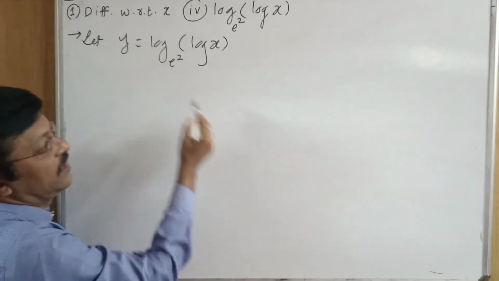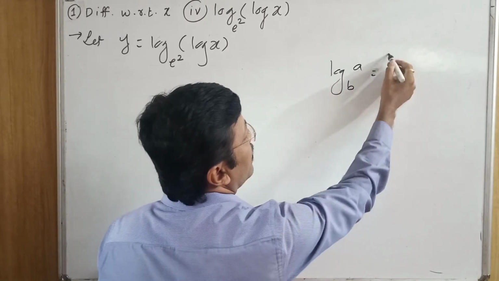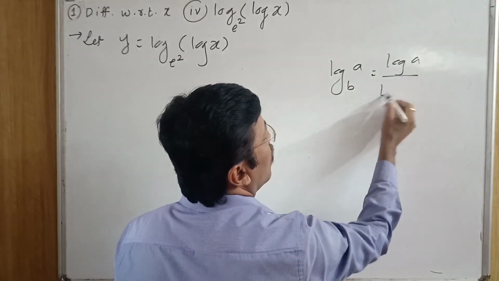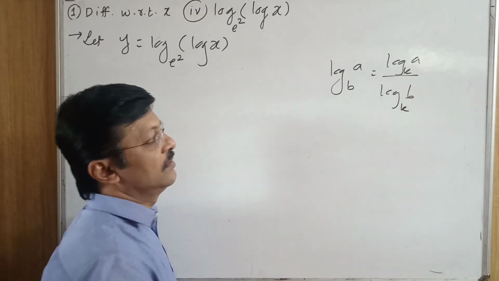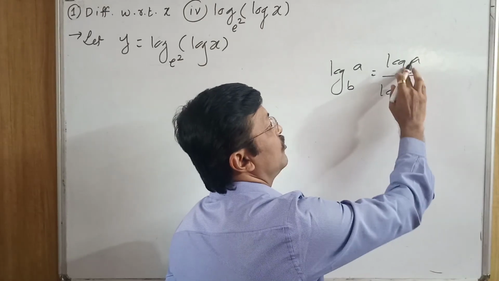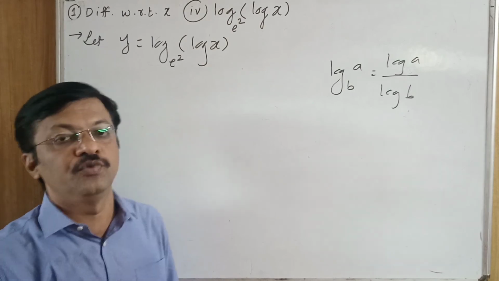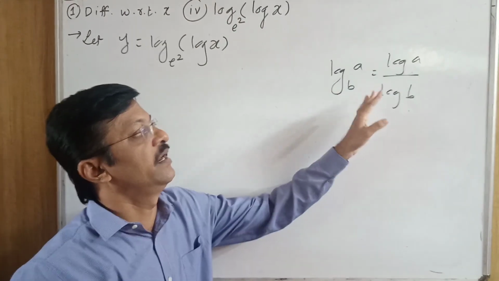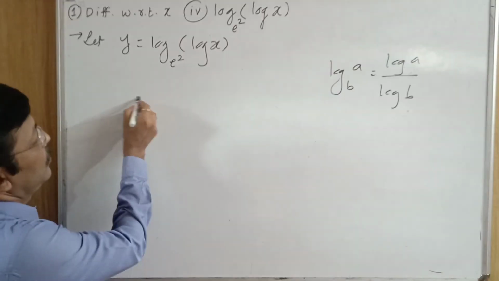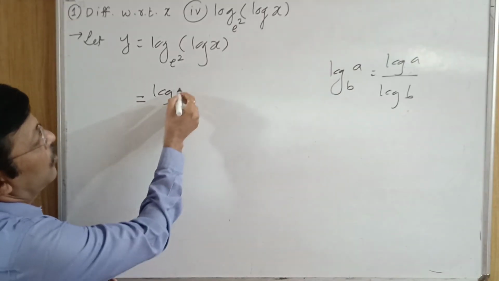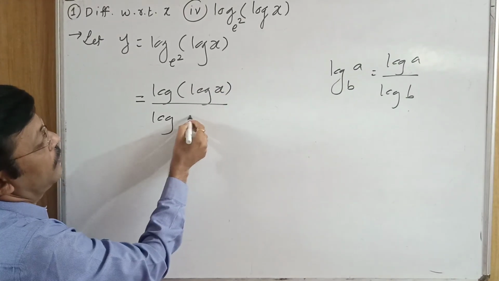Log of a to the base b. You know this rule of logarithm, log of a to the base b can be written as log a divided by log b to the same base you choose. Say I have chosen k, or even I can choose e also in both cases, or if it's not mentioned, it is understood to be e. So log a to the base b can be written as log a upon log b. So here also we can use this rule and write y as log of log x divided by log of e square.